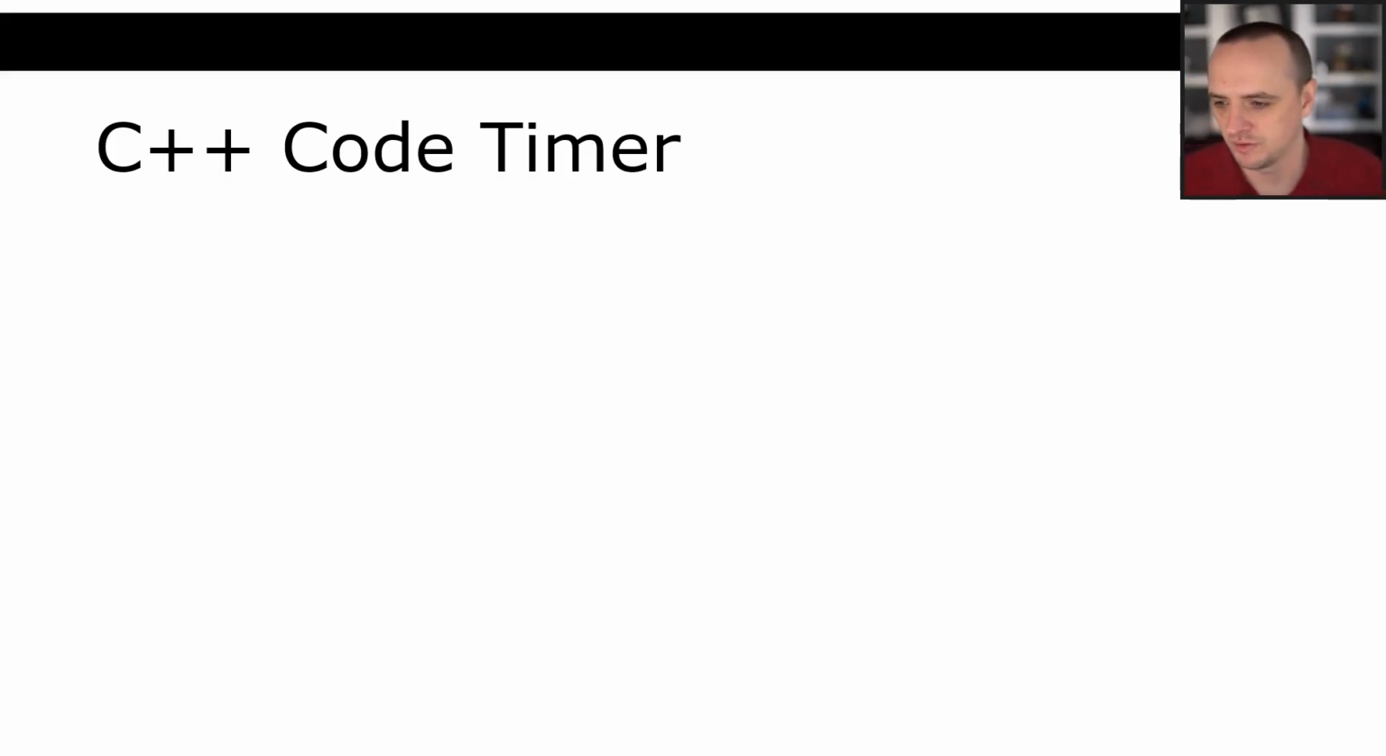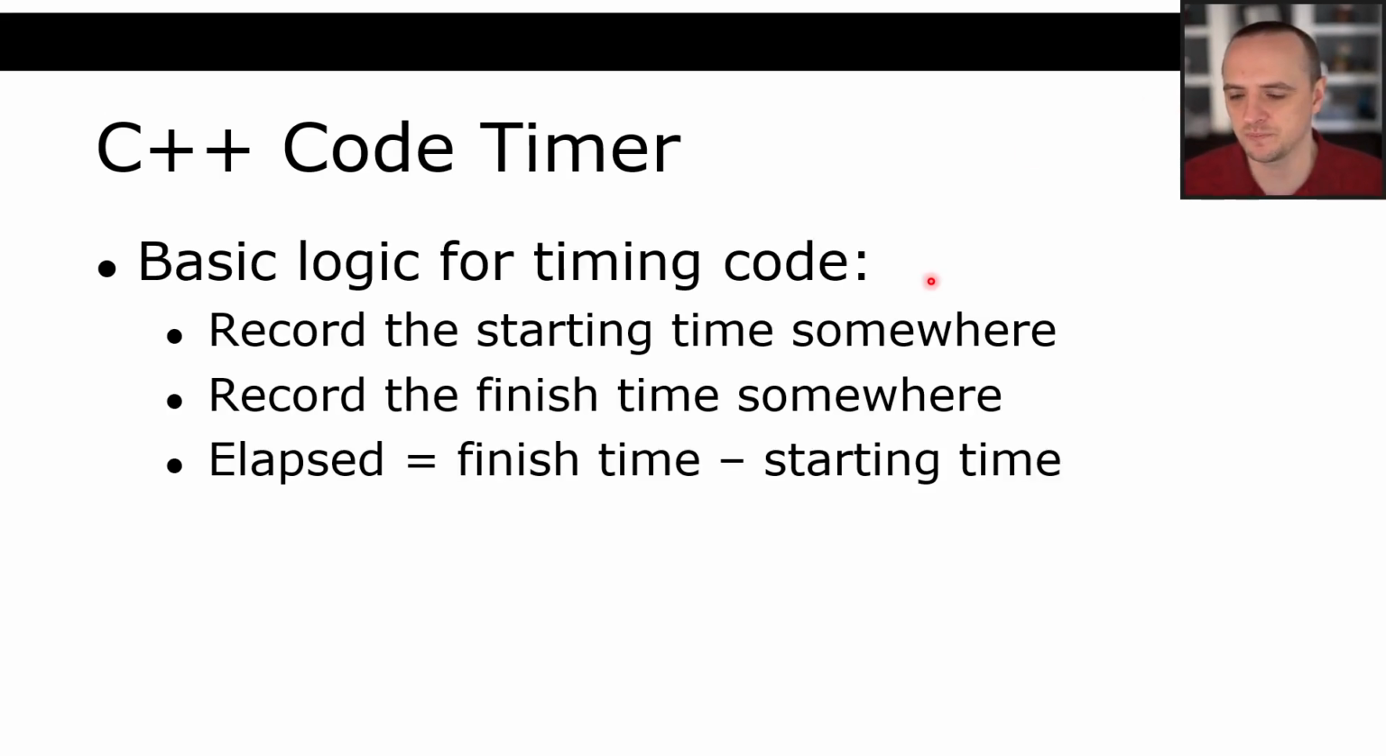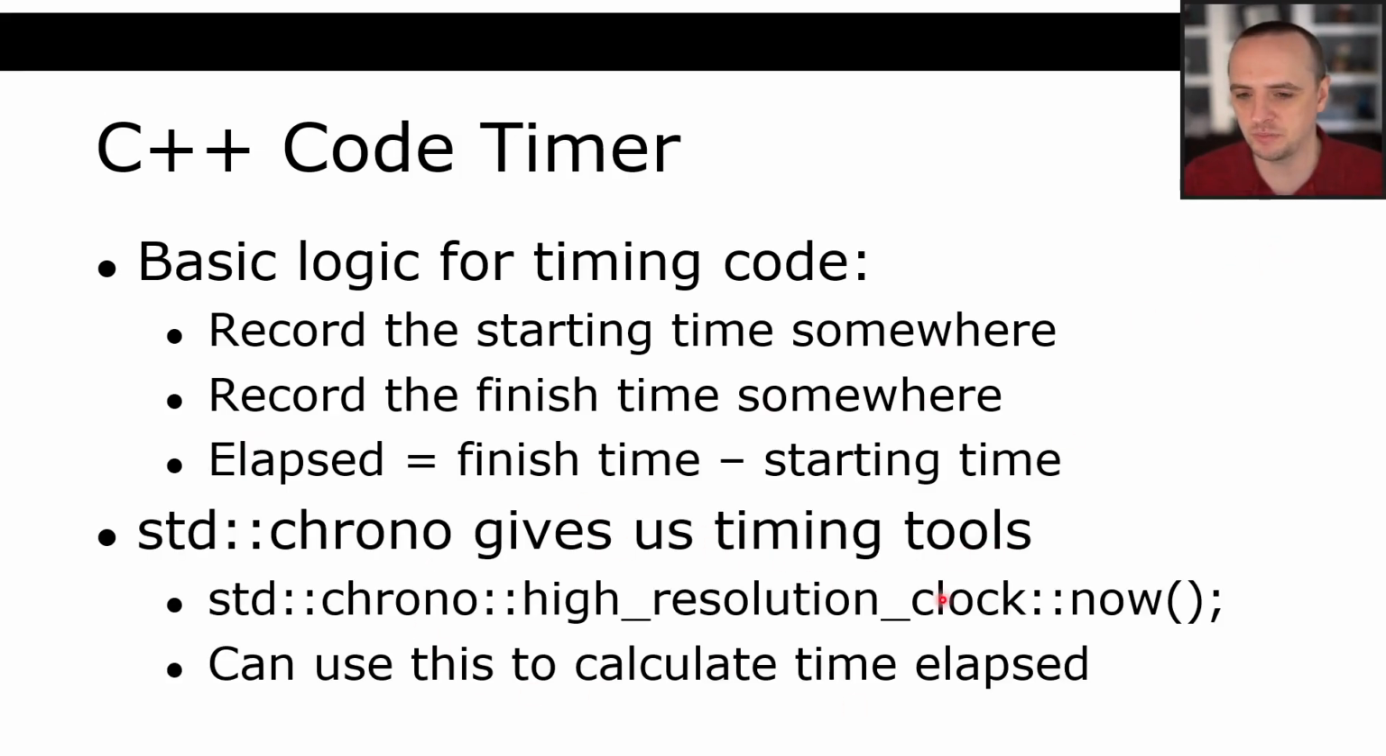All right, so for the second time, C++ code timer, how would we write that? Well, we already talked about this a little bit. So the basic logic for timing the code is we record the starting time, we run our code, we record the finish time, and then we just subtract them to get the elapsed time. And C++ actually has built into the library tools for doing that at a high resolution, like sub-millisecond resolution, so it's pretty good.